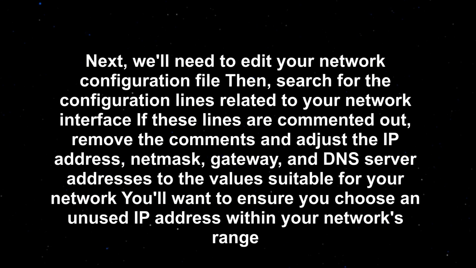Next, we'll need to edit your network configuration file. Then, search for the configuration lines related to your network interface. If these lines are commented out, remove the comments and adjust the IP address, netmask, gateway, and DNS server addresses to the values suitable for your network. You will want to ensure you choose an unused IP address within your network's range.